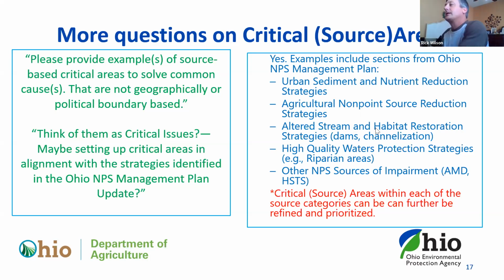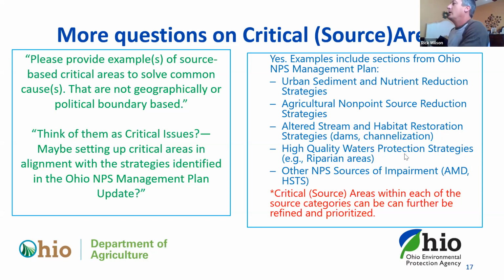Altered stream and habitat, a lot of times folks will say the critical area is 100 feet on either side of the stream on all these streams, and then you're prioritized beyond that on where the problem areas are. Some folks, it's a critical area where they know exactly 3 locations are messed up and all the others are fine. You can do that too. And Greg mentioned that as one project location could be a critical area.